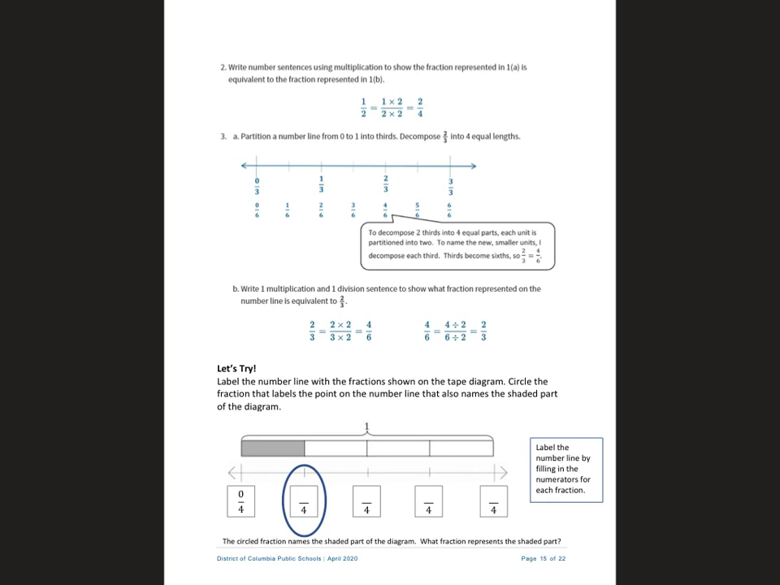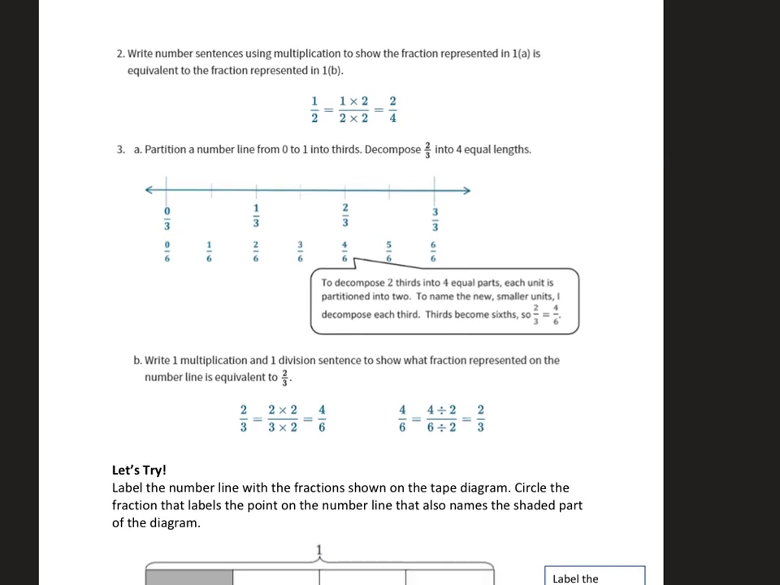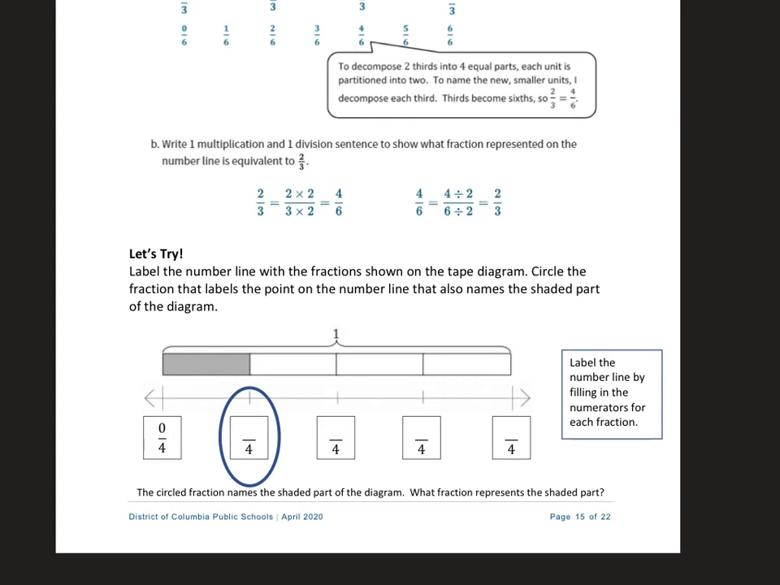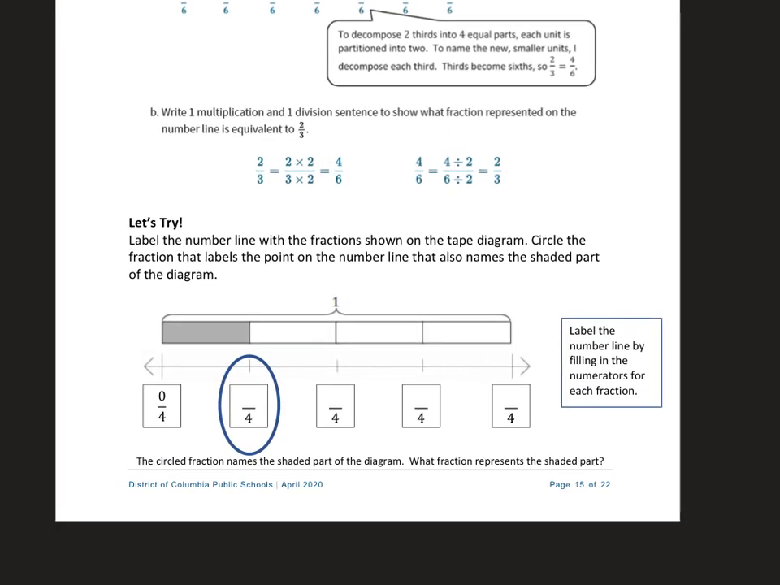On the next page, again, this is just a little more review up at the top, if you want to go through that. I'm going to skip down to the let's try since I'm here explaining it to you. I'm basically just going to be explaining the same thing that they did underneath the new learning. Okay, so it says label the number line with the fraction shown on the tape diagram. Circle the fraction that labels the point on the number line that also names the shaded part of the diagram. And they already did that for you.